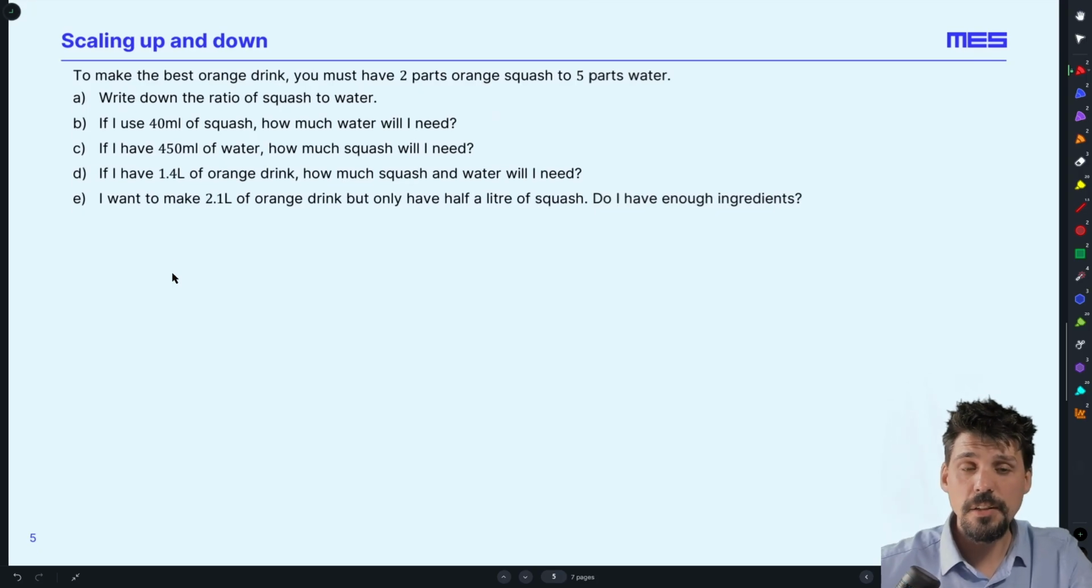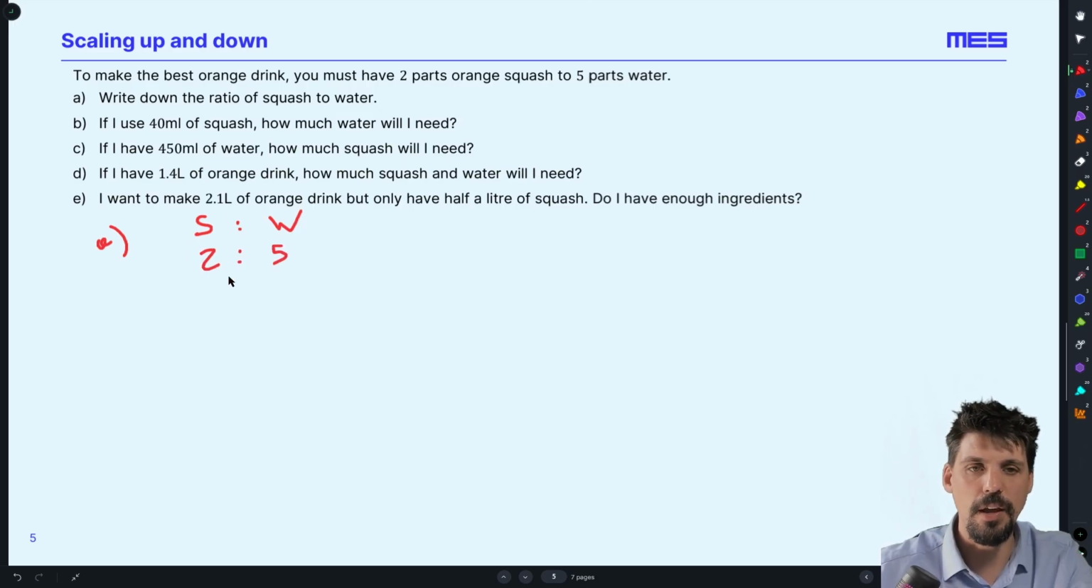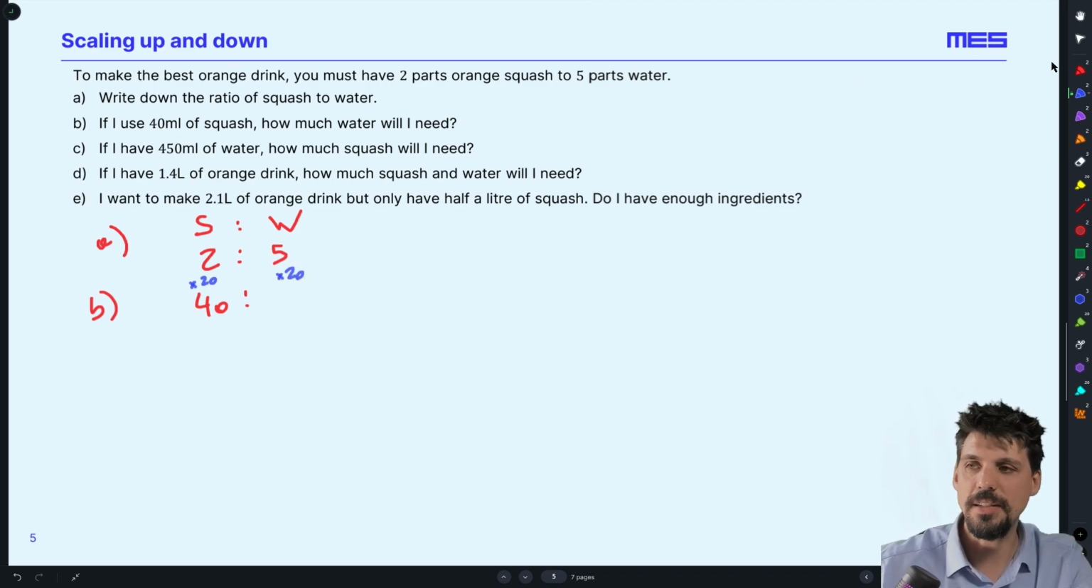Here's one in context. The best orange drink, you have to have 2 parts orange squash to 5 parts water. So what is the ratio of squash to water? And it is often worth writing these down to remember which way round it's going. So 2 squash to 5 water. Now, if I use 40 mils of squash, how do I get from 2 to 40? Well, I multiply by 20. So I need to scale up the water by 20 to 100. So my answer is 100 milliliters.